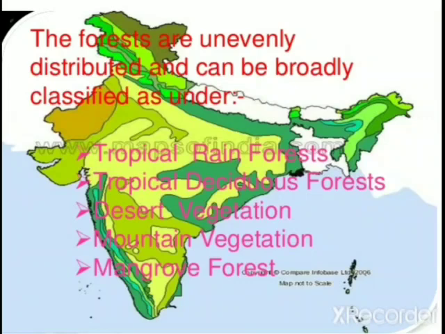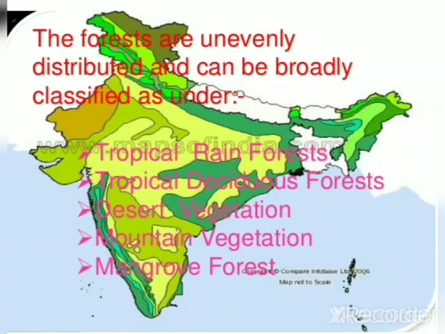The second, tropical deciduous forest. Third, desert vegetation. And the fourth, mountain vegetation. And the fifth is mangrove forest. So these forests can be further classified based on the variation of rainfall and based on the variation of relief.